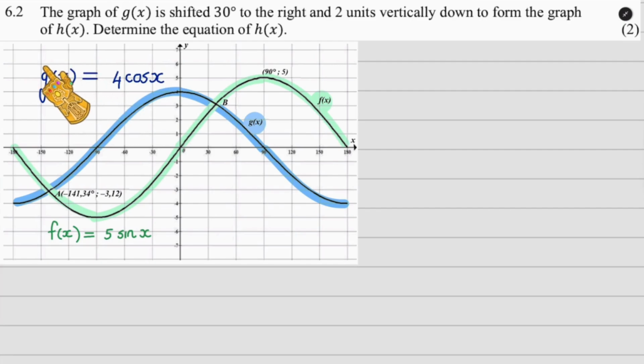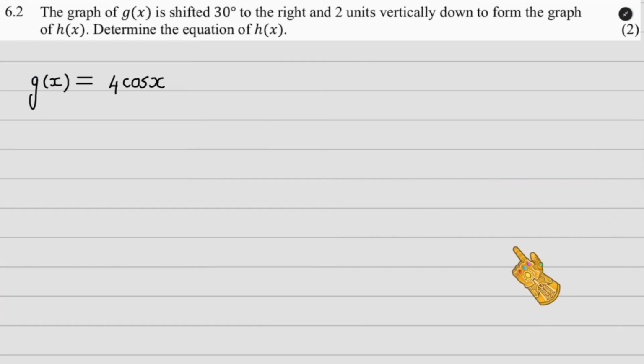So I'm just going to grab the equation of g of x, and we're not going to need the diagram for this question. Again, I'm going to give you a quick crash course of where you add or subtract these two variables to achieve this.